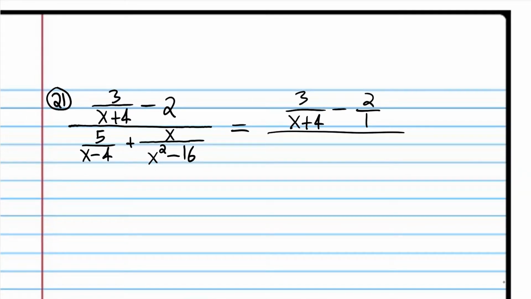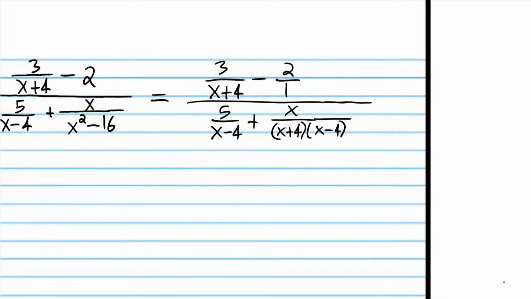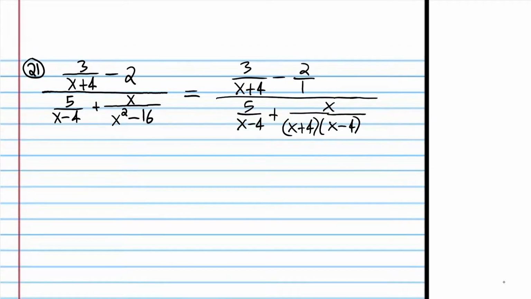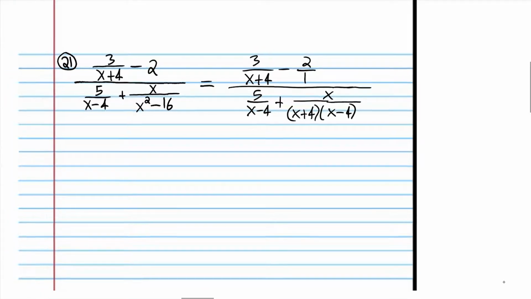So remember, you can write 2 as 2 over 1. I'm also going to use this opportunity to factor. Remember, whenever you see some expression that can be factored, it's a good bet that you're going to need to do that. So that's the difference of 2 squares. What number multiplied by itself is equal to 16? Well, that's just going to be 4. And remember, when you're using difference of 2 squares, it's always a plus and a minus.